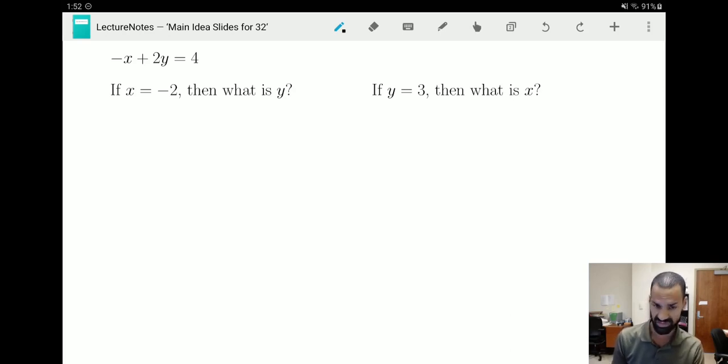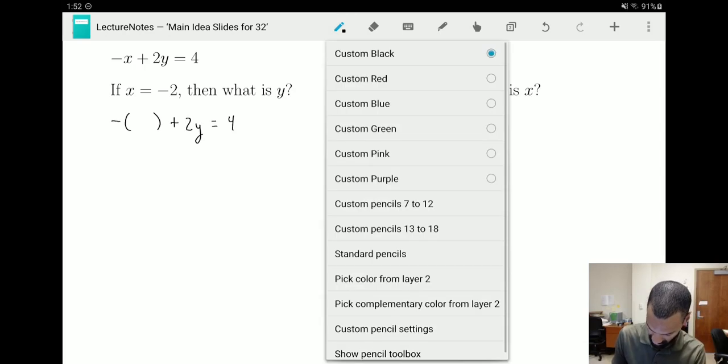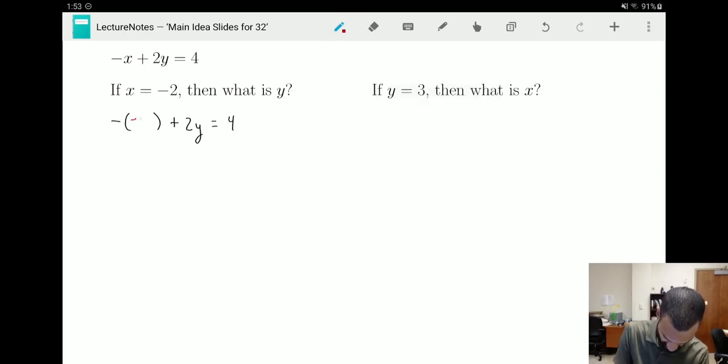Well, let's actually go and substitute negative 2 in place of x and see what we get. So negative x plus 2y equals 4. Notice I'm leaving a blank there so I can plug in negative 2 in place of where x was. Notice there's two negatives there now, right? There's the negative on the outside, and then there's a negative that came along with the x value. So let's simplify that. Negative negative 2 is a positive 2. So 2 plus 2y is equal to 4.